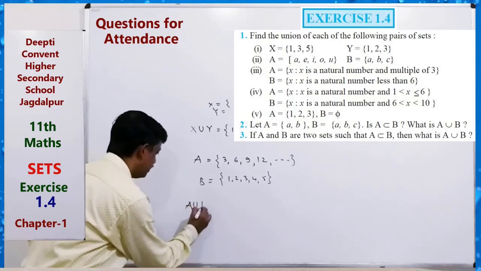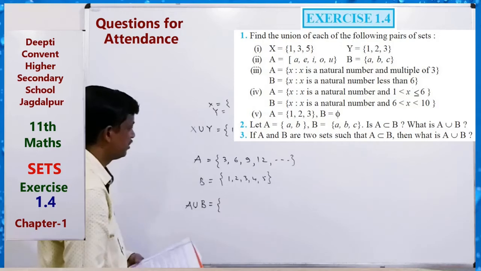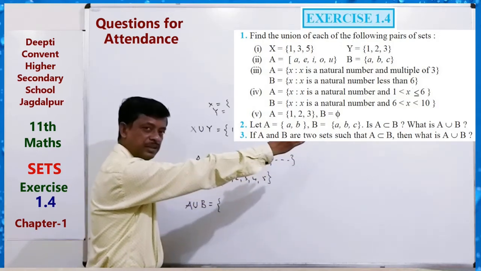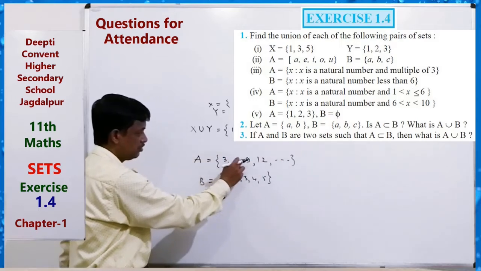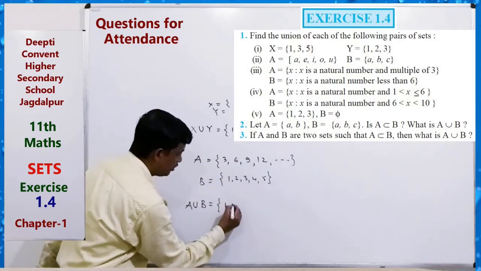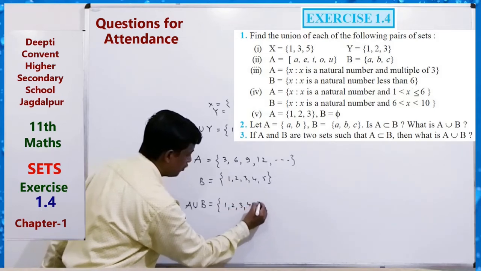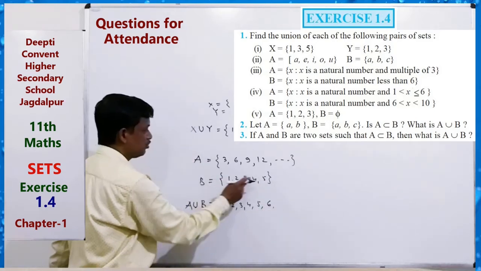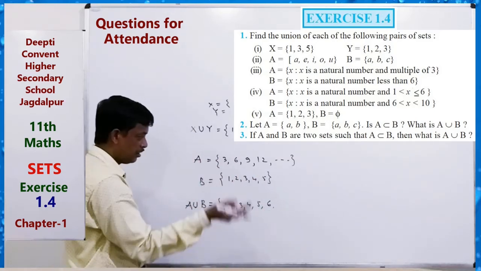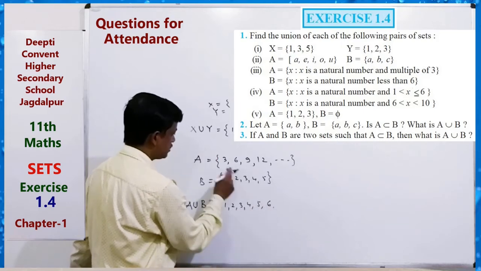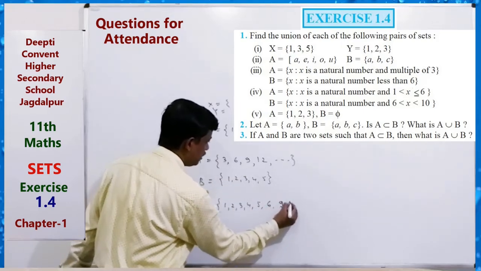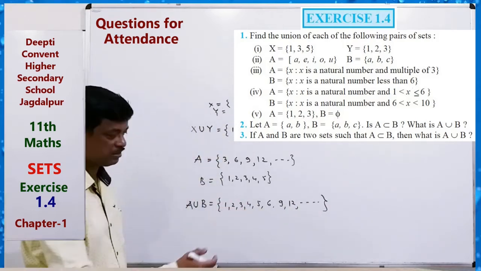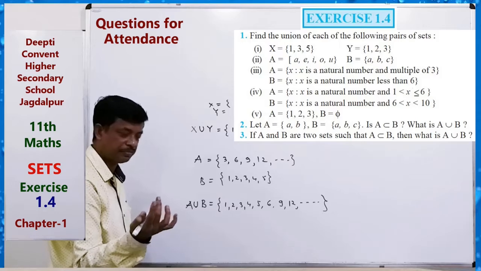A union B equals what? All the elements of this, but there are infinite multiples of 3. So 1, 2, 3, 4, 5, and then 6. These continue: 1, 2, 3, 4, 5, and 6. After 6, we have 9, then 12, and so on, meaning multiples of 3.